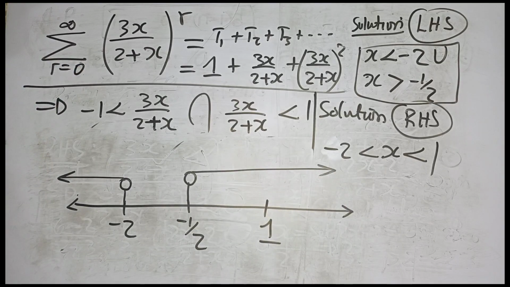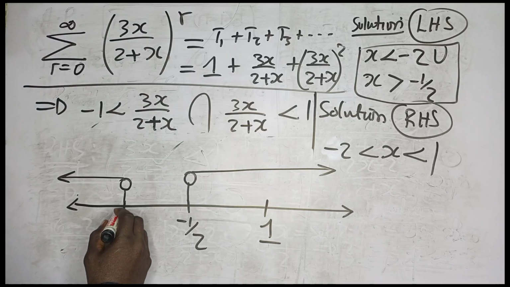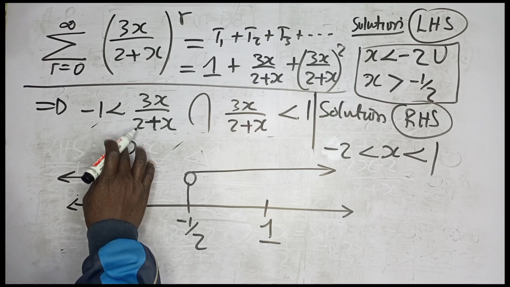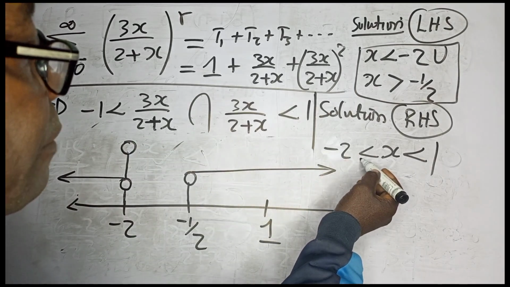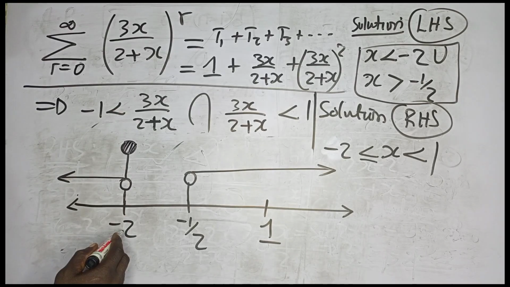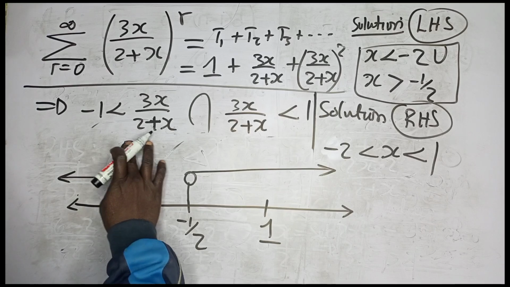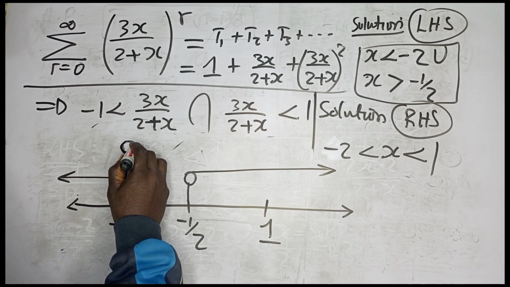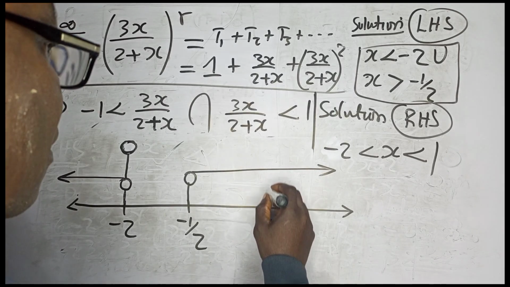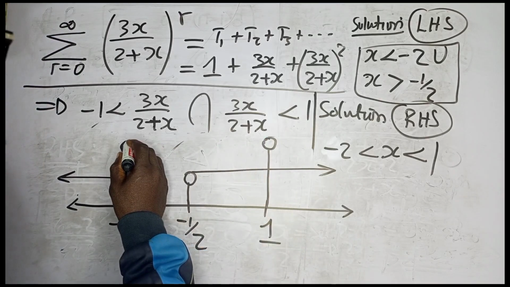Now the other solution says between -2 and 1. Between -2, also open circle because it is strict. If it were non-strict, then we'd shade it to mean that this value is part of the solution. But it is the strict inequality, so we should take note of that difference. So between -2 and 1, also open circle. 1 is not part of the solution.